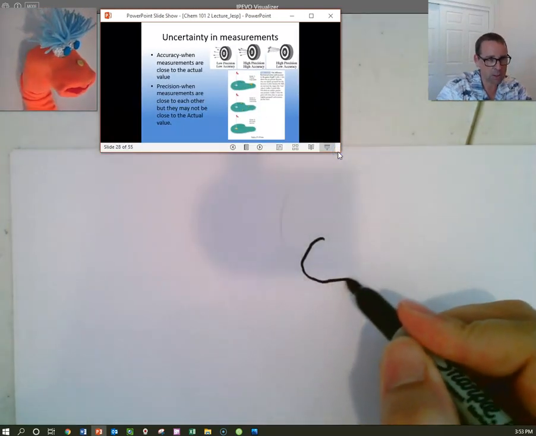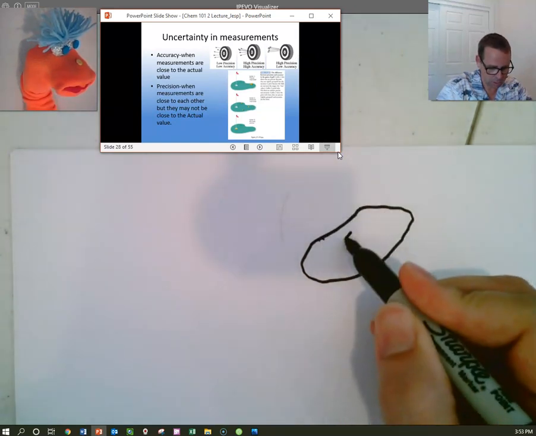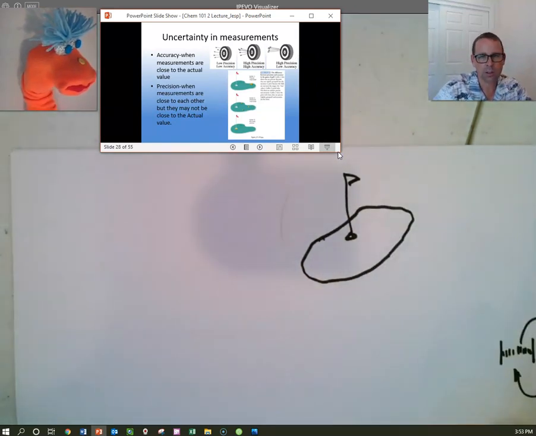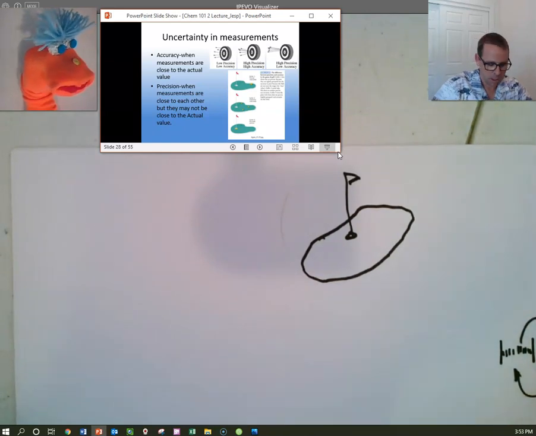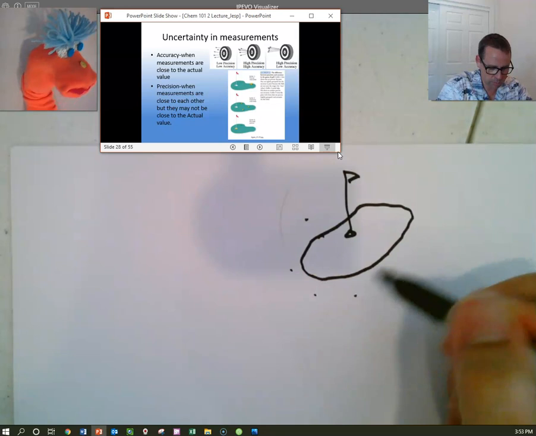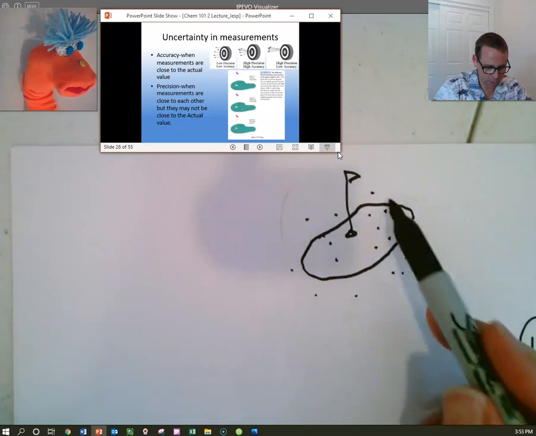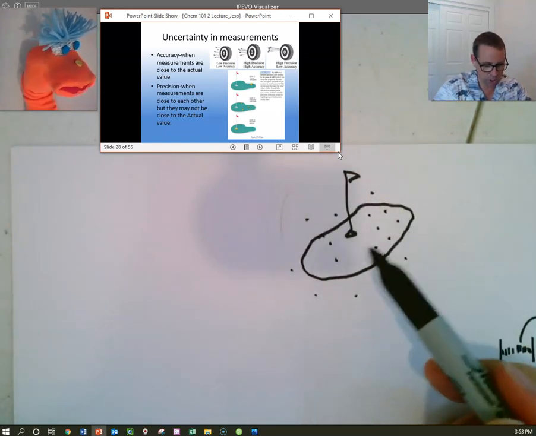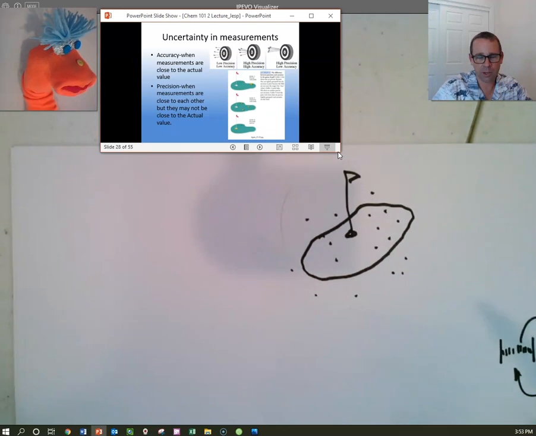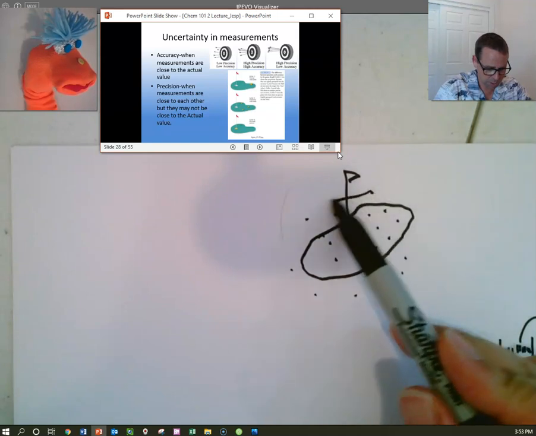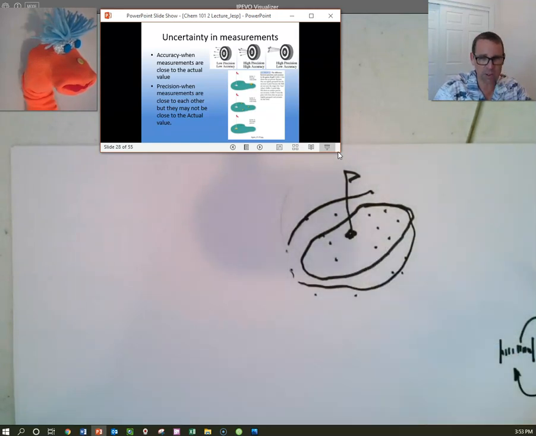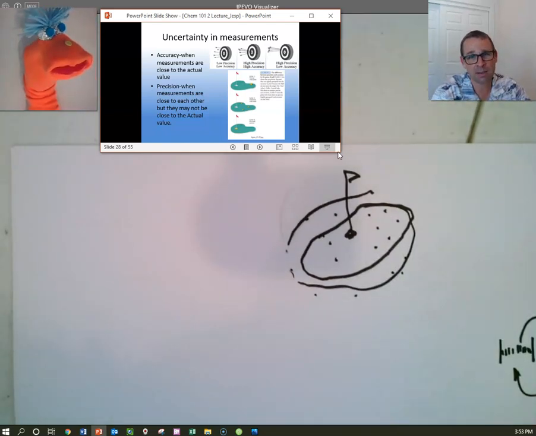so here is my golf green, and here's my flag, right? If I hit the ball over here, and then over here, and then over here, and over here, and here, and here, and here, you might say, well, the average location of the ball is right in the middle. But if I never hit it in the middle, that doesn't make me a good golfer. So just because we have an average in the middle of this area, it doesn't mean that if the average is right, the system or the method for measuring the value is good.